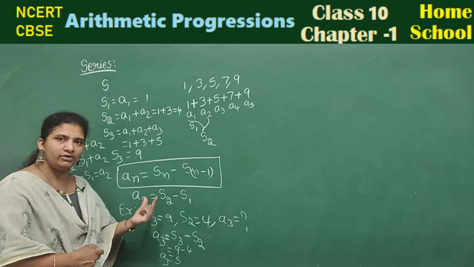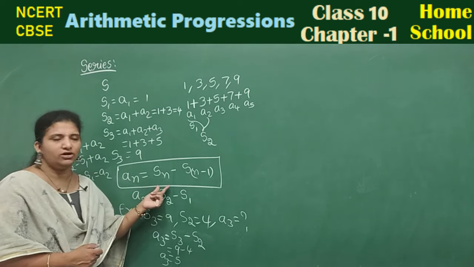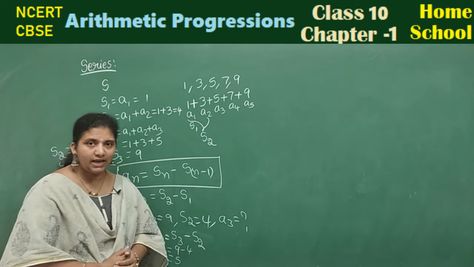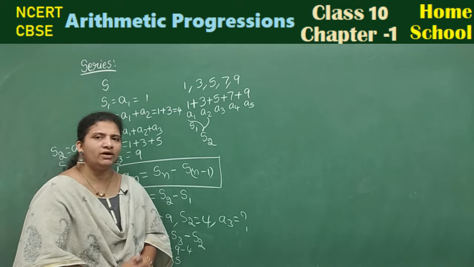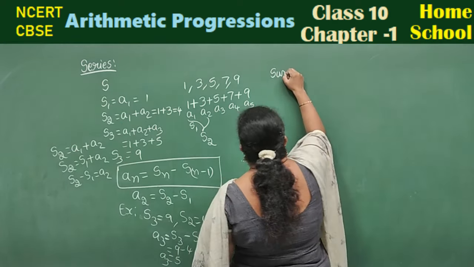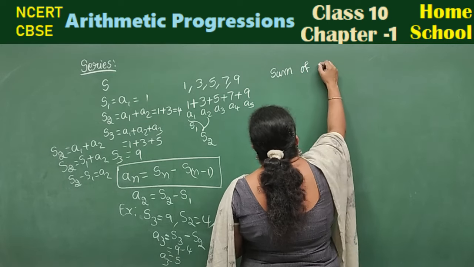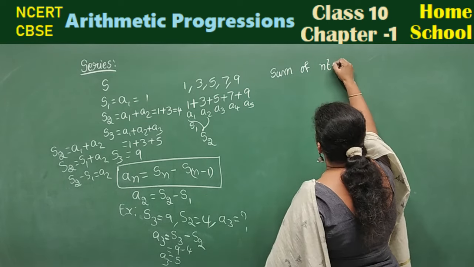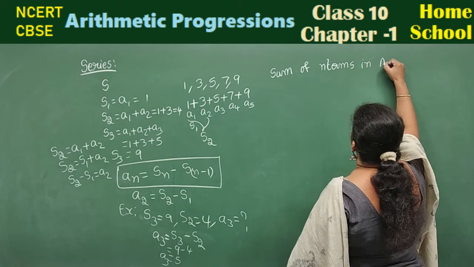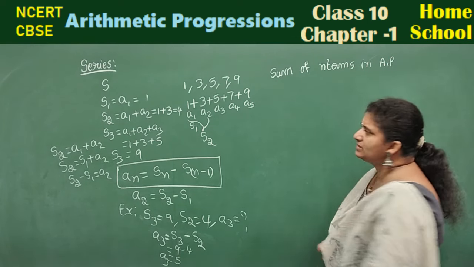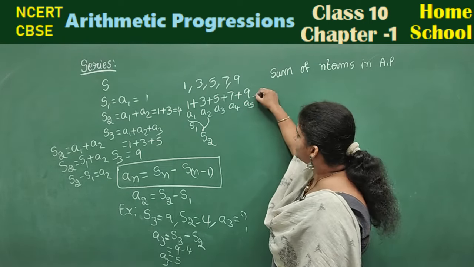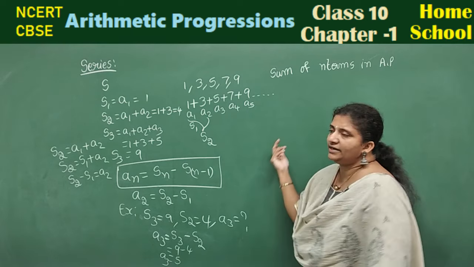And what is the formula you need to remember? an is equal to Sn minus S(n-1). And now, a very important formula we are going to remember. That is the sum of n terms in arithmetic progression. That means you need to sum. How many terms you need to sum?